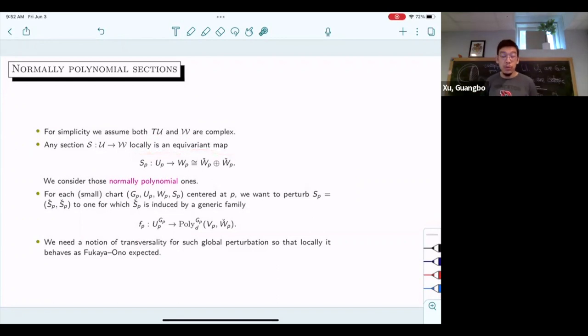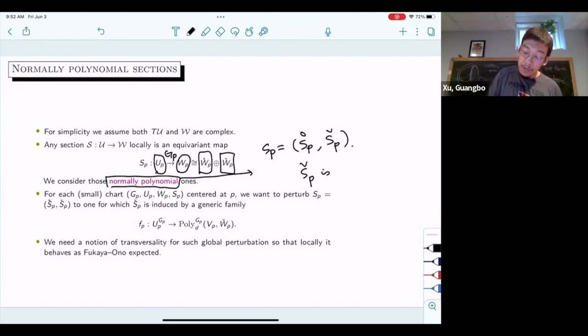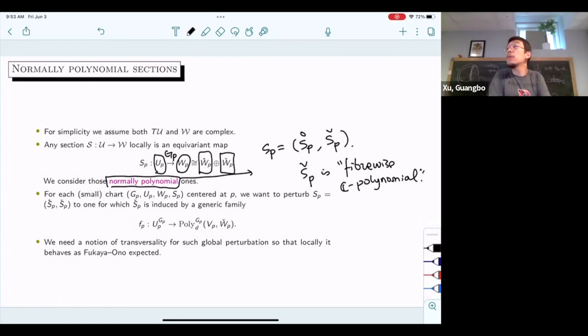You can just use local charts to express every perturbation of this form locally, which is a G-equivariant map from a manifold, a local piece, to a representation of this symmetry group. We can decompose this representation, or the fiber of this obstruction bundle, into the trivial and the non-trivial part, and the normally polynomial ones are those s_P, which is s_P circle, s_P check. Well, s_P check is fiber-wise polynomial. Complex polynomial, let's see. So those are so-called normally polynomial perturbations.